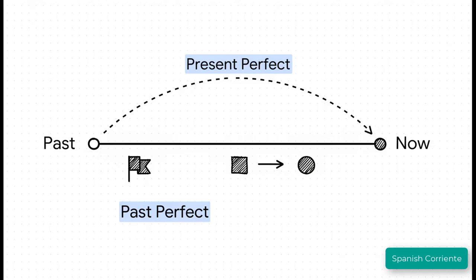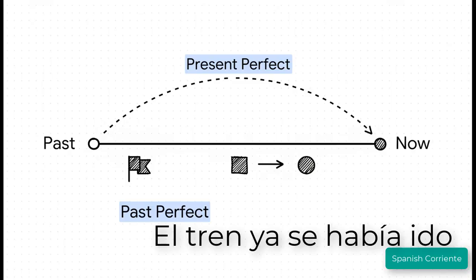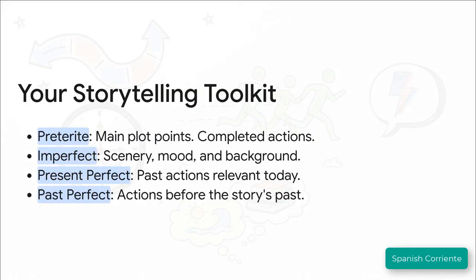Then you have the past perfect, which is my personal favorite. It's for the past before the past. So something like el tren ya se había ido. The train had already left. It's for an action that was already finished before your main past story even kicked off. And that's basically it. That's your Spanish past tense toolkit.